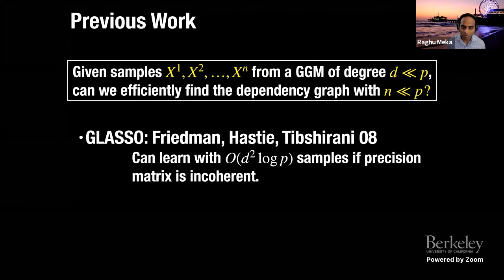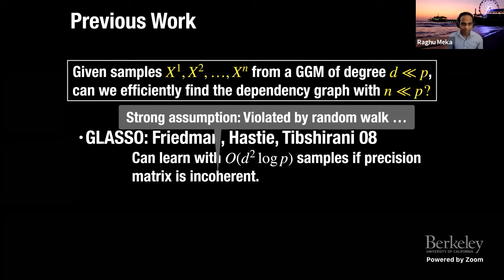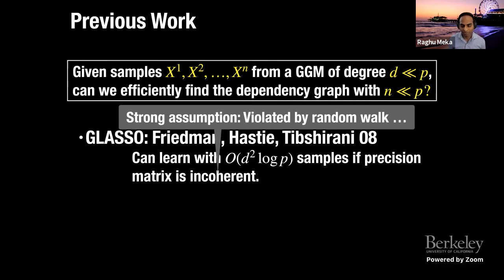the analysis requires the GGM, or the precision matrix, to be incoherent, which is some kind of strong form of condition number assumption on the precision matrix. I won't define what it precisely means, but even for the simple case of a random walk, this assumption is violated. And as we'll see, more generally, whenever you have long range correlations in your model, like if you have a path somewhere in your model, then the assumption would be violated.